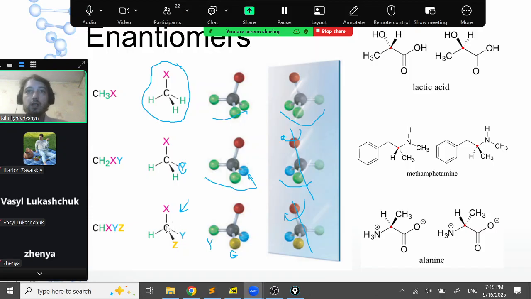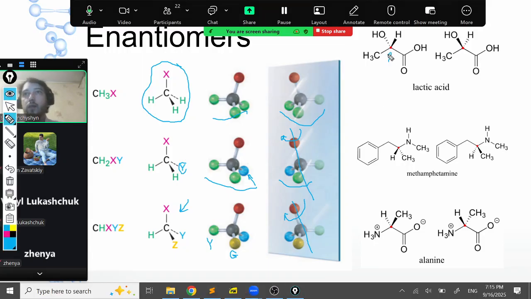So this carbon atom is sort of a stereo center of the molecule. And yes, you will have a problem of finding these sort of carbon atoms in different molecules. Here are even a few examples for you to show that sort of carbon atom.